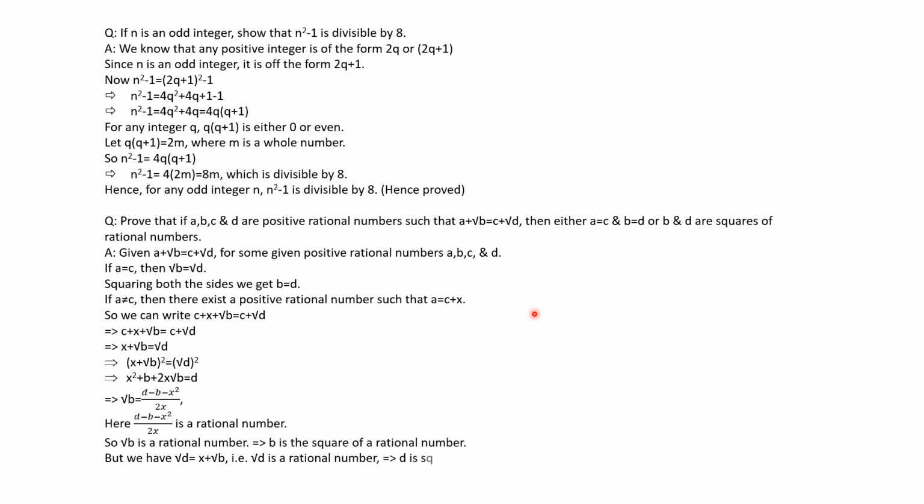But we have root d equals x plus root b. Since root b is a rational number, x plus root b will also be a rational number. So we can write root d is a rational number. That means d is the square of a rational number. Hence either a equals c and b equals d, or b and d are squares of rational numbers. Hence proved.